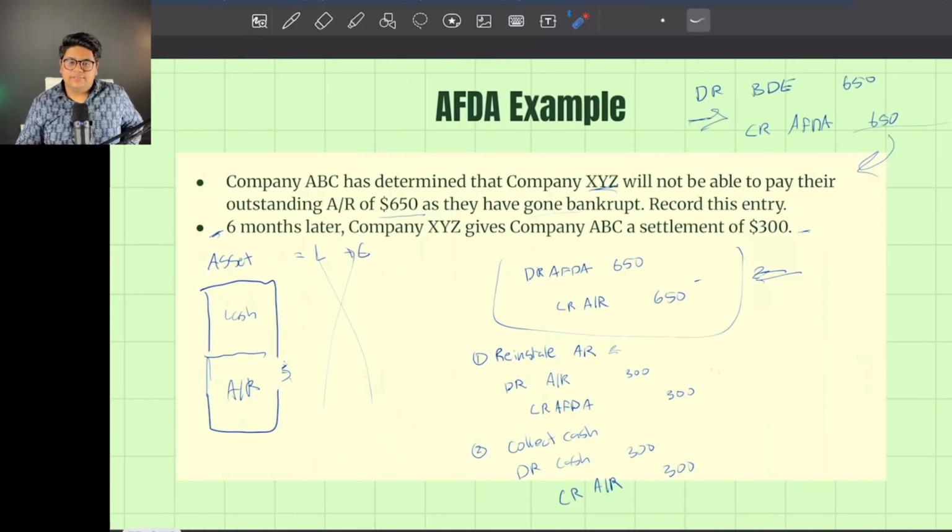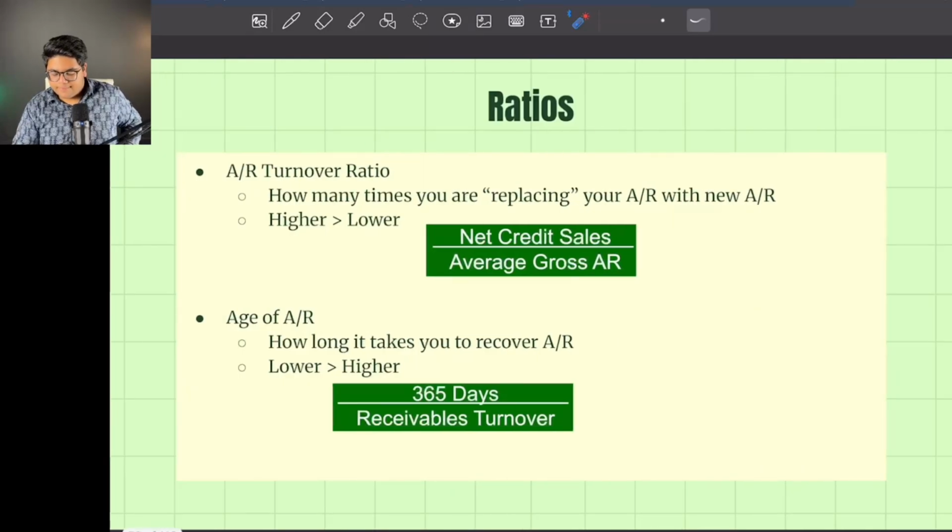Go over this a few times. There's tons of examples in the actual slideshow as well. Do the in-class activities, etc. As I said, this is a supplement to your learning, not a replacement. And lastly, now let's go over some of the ratios.